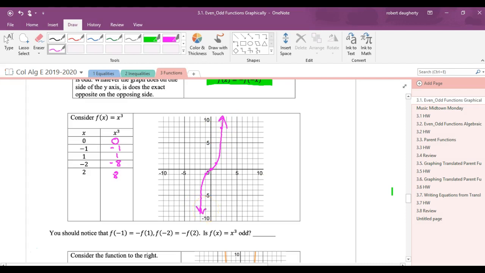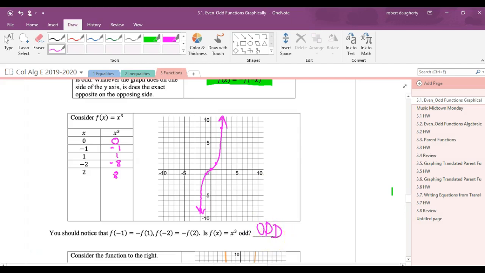is this even or odd? This is an odd function because what it's doing on one side of the axis, it's doing the opposite on the other. And what I see here, f of negative 1 and f of 1, they are not equal, but they are what to each other? They're opposites, okay? f of 2 and f of negative 2 are not equal to the same number, but they're opposite numbers from each other. That's what makes this an odd function. So yes, this is an odd function.